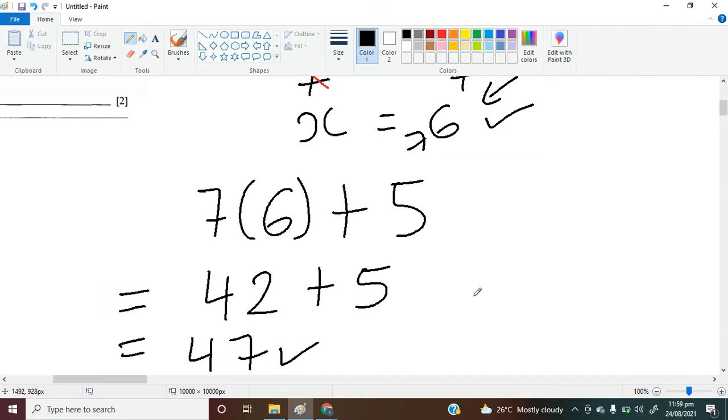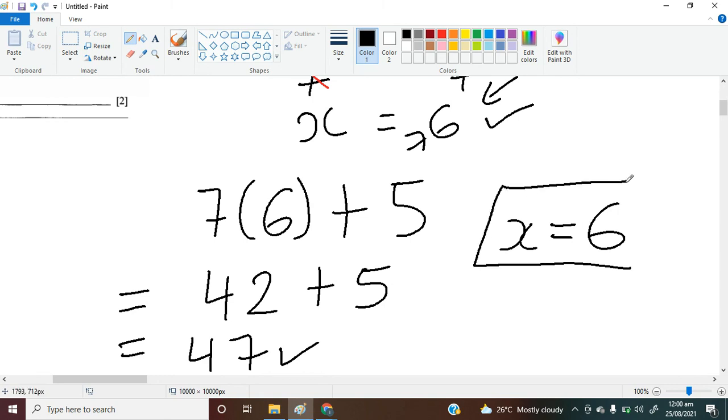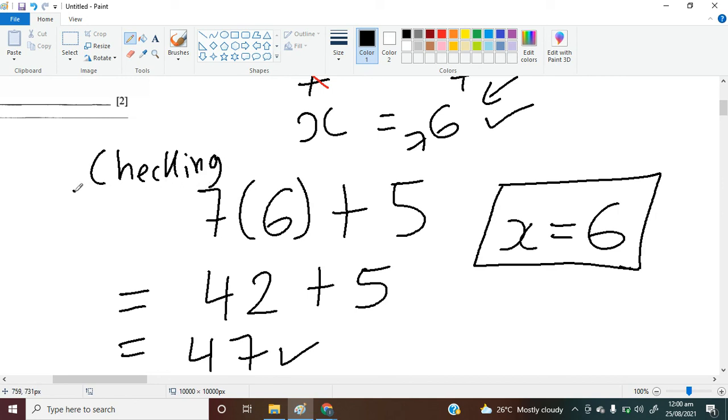And so there you have it. The unknown number that we needed to find was indeed 6. This is us checking our work. So the unknown number that we needed to find was 6, because when we take 6 and multiply by 7 and then add 5, we get indeed 47.